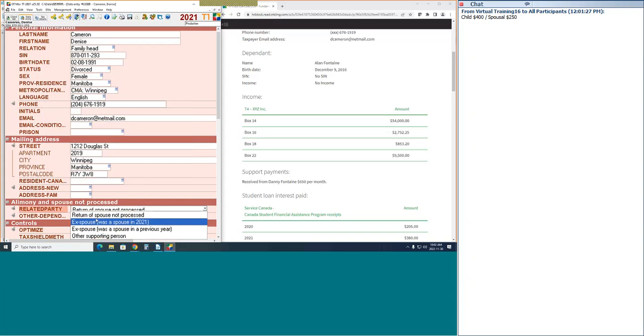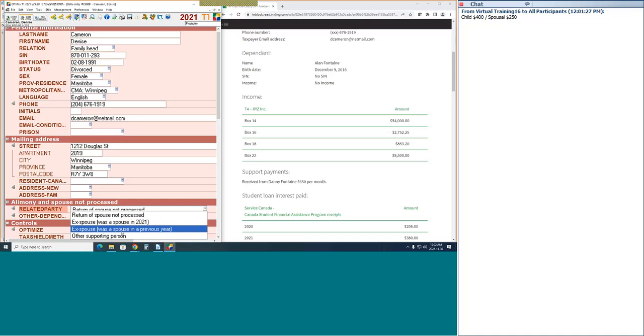It's a little bit confusing. If you had someone who was a spouse in the year but have stopped being a spouse, so that's the year of separation, we're going to go down from return of spouse not processed to ex-spouse. So if I choose return of spouse not processed, I'm telling the computer she currently has a spouse. If I say ex-spouse was a spouse in 2021, I'm saying at some point in 2021 she had a spouse, but now she doesn't. And then finally, what we have is ex-spouse was a spouse in a previous year.